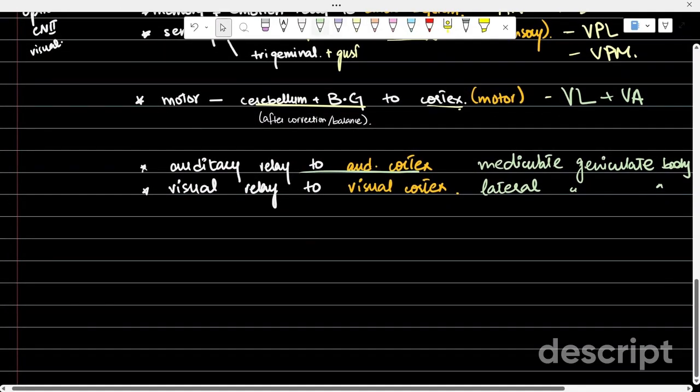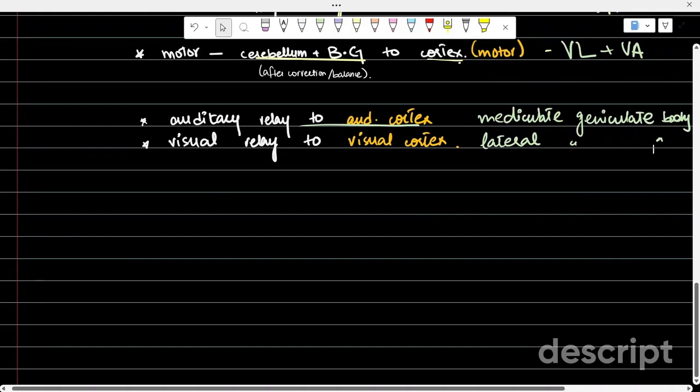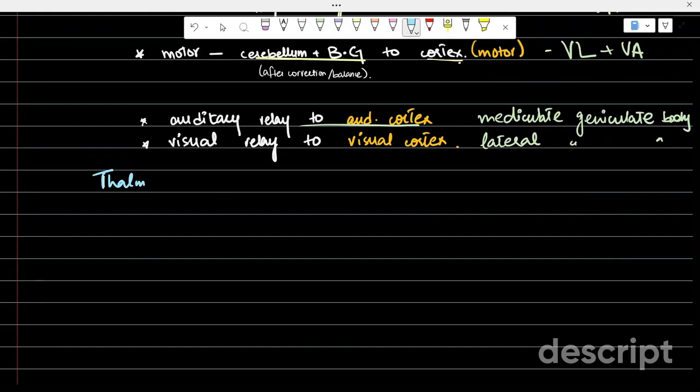Now I would like to tell you a very important condition associated with thalamus. Thalamic pain syndrome. This is again an important MCQ. So, what is thalamic pain syndrome?